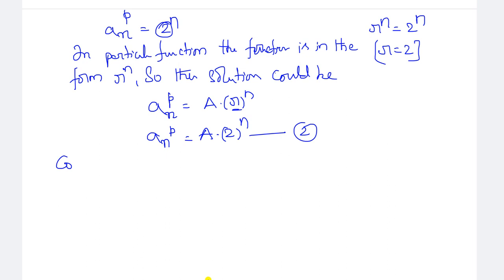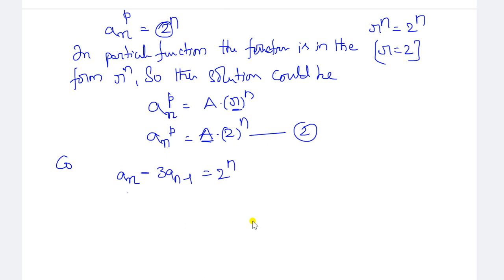So sorry, here first we need to find out the a value. How can you find out the a value? With the help of the first equation. What is that? a_n minus 3a_(n-1) equal to 2 to the power of n. This is our recurrence relation.